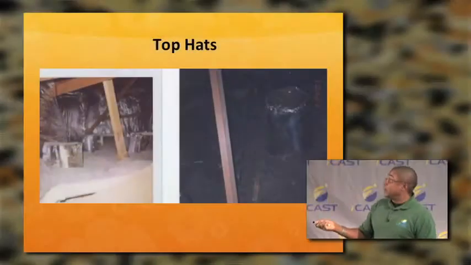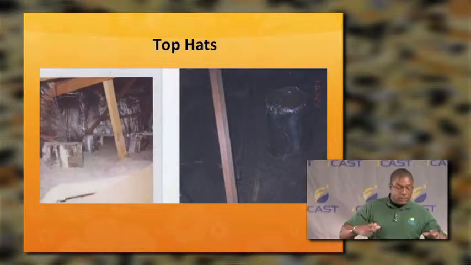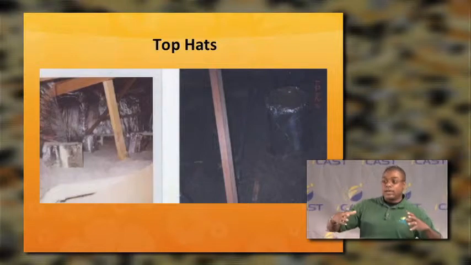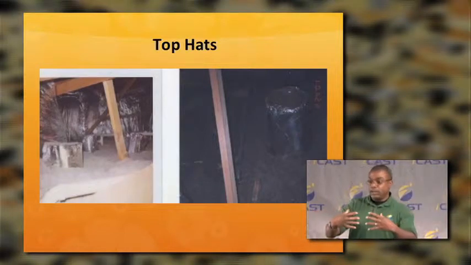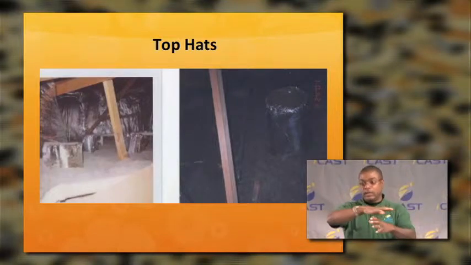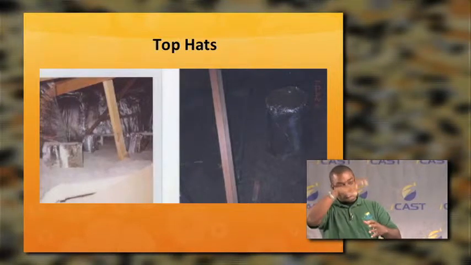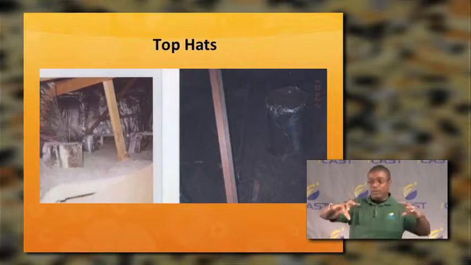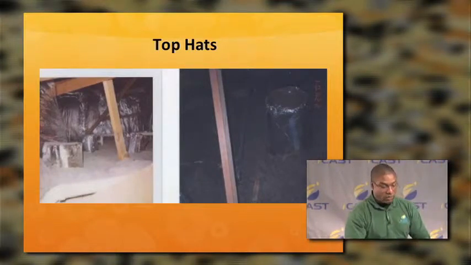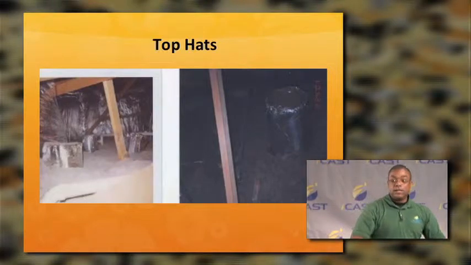Okay, so here we have a couple pictures of top hats. So the way a top hat works is there's a couple of different types. You can actually take metal, and you make a cylinder out of it, and then you take a piece of metal, cut a circle out, and then you tape it together so you quite literally have a top hat that you set over the top of a recessed can up in the attic.